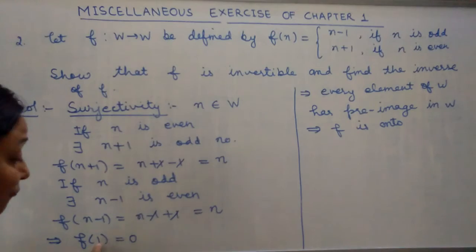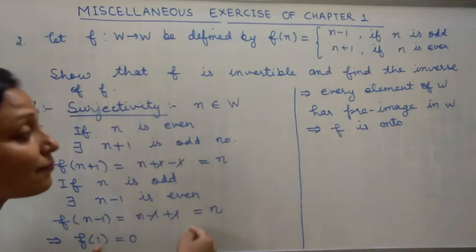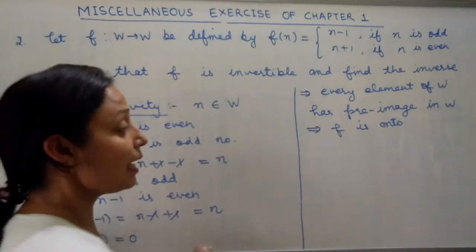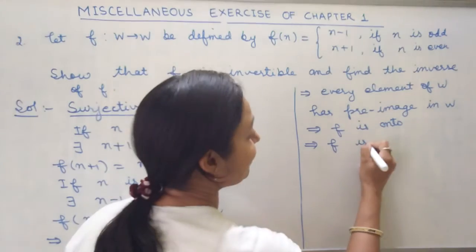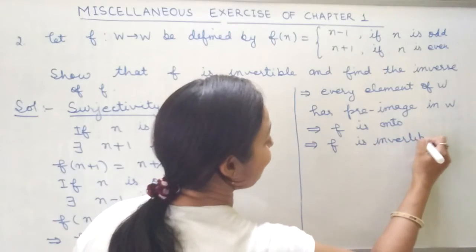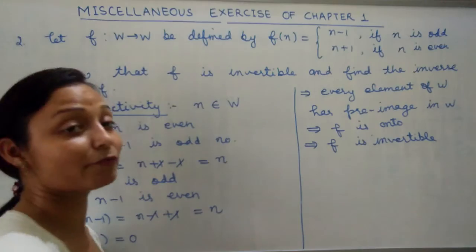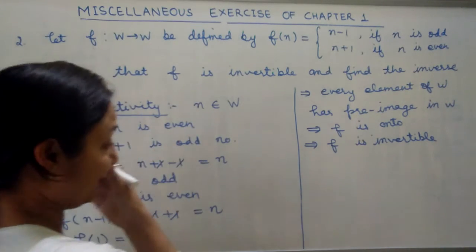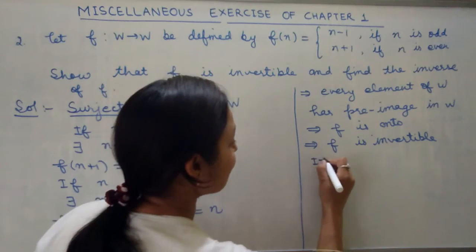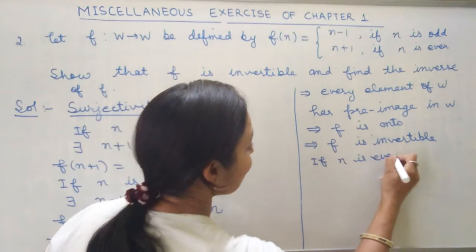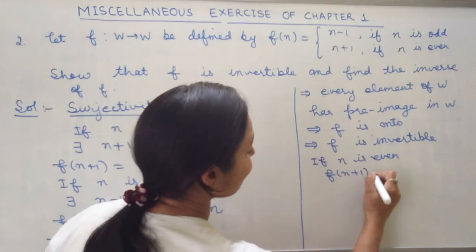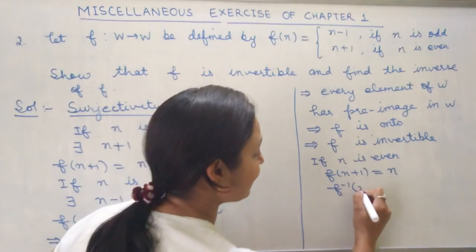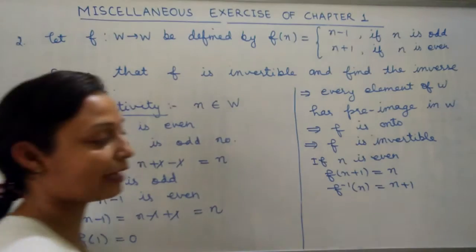That means all these values, even, odd, 1, all have pre-images in W, and f is 1-1. This means f is an invertible function. For finding the inverse, what do we have to do? If n is even, we have f of n plus 1 equals n. That means f inverse of n equals n plus 1. Right?